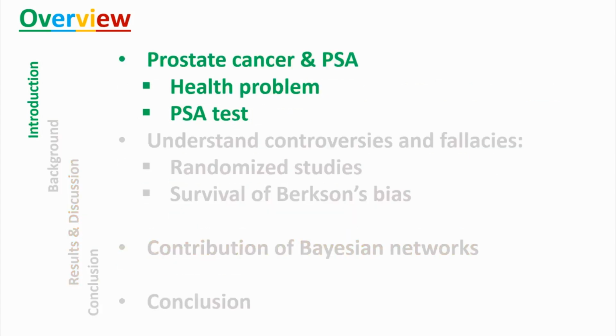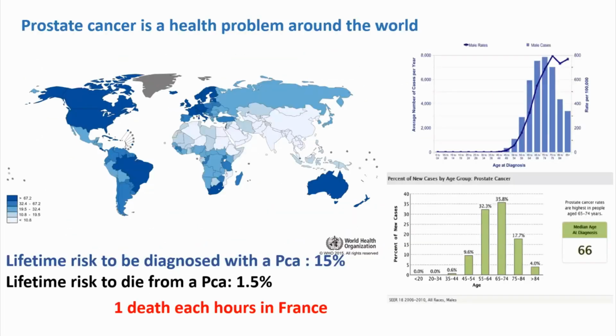First of all, prostate cancer is a health problem around the world, mainly in North America and Europe. The risk of being diagnosed with prostate cancer during life is about 15% for men, and the risk of dying from prostate cancer is about 1.5%. In France, one man dies from prostate cancer each hour. The mean age at the diagnosis of prostate cancer is about 65 years.